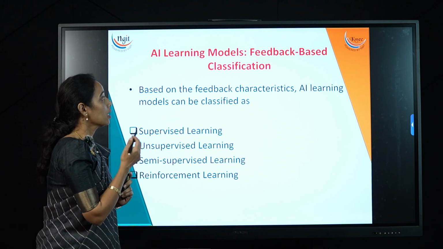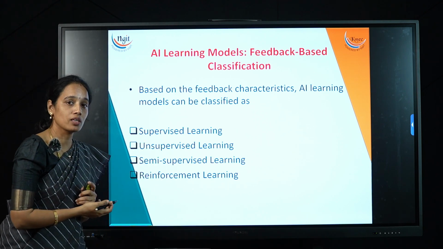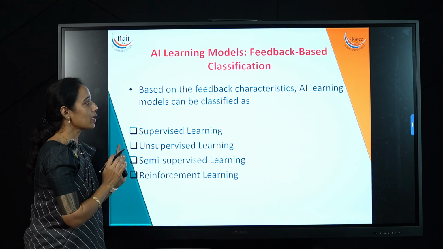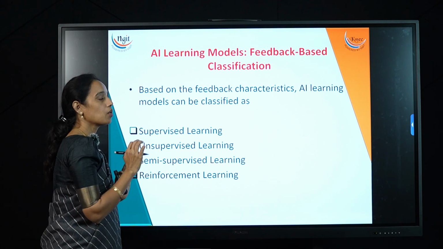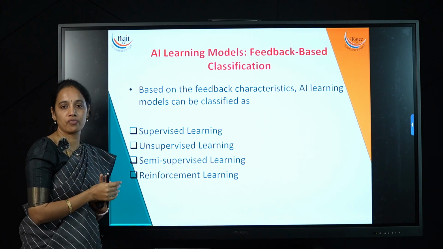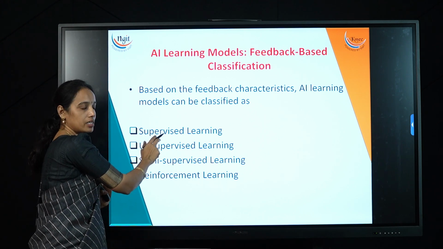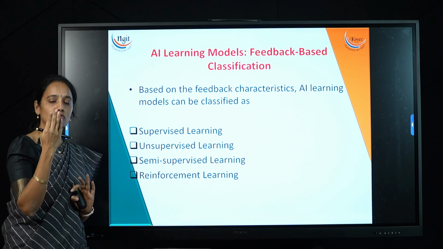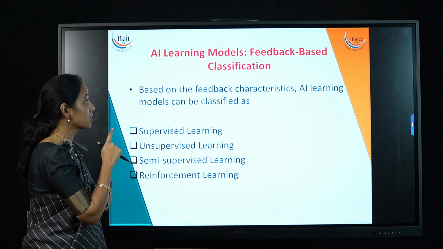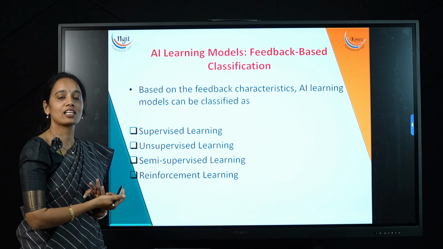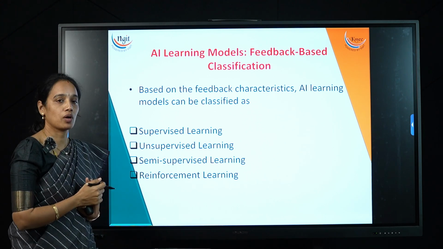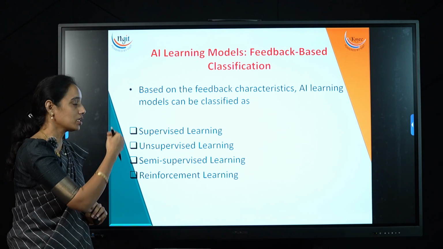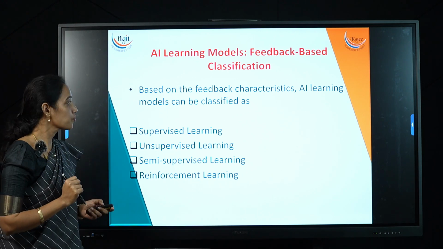Coming to AI learning models and feedback-based classification, based on this feedback classification, AI learning models can be classified into 4 different types: supervised learning, unsupervised learning, semi-supervised learning, and reinforcement learning. These are the 4 different types of learning that come under feedback-based classification of AI learning models. Let us see in depth, one by one, what these 4 types of machine learning are.